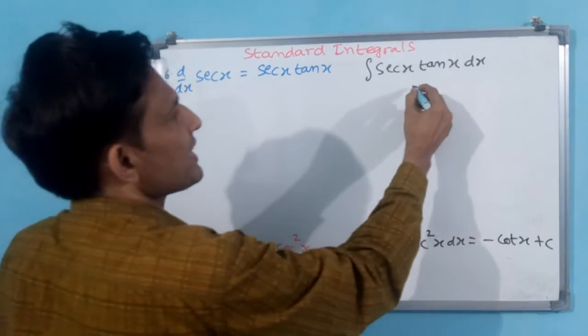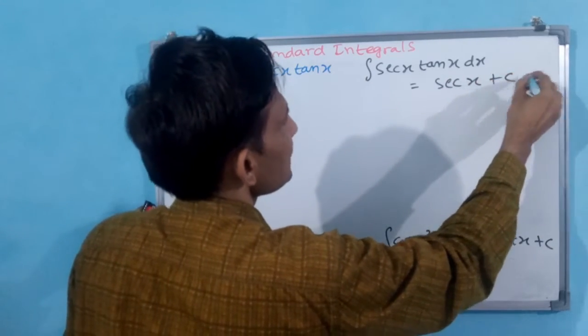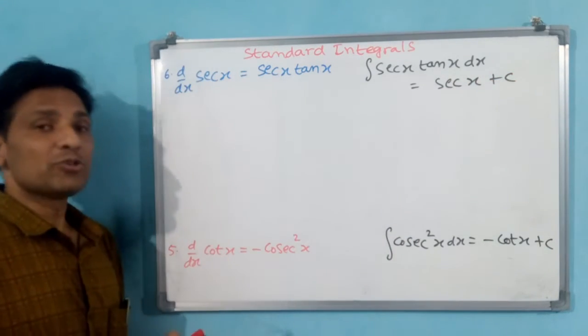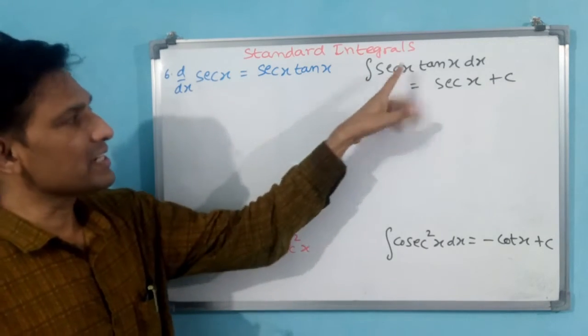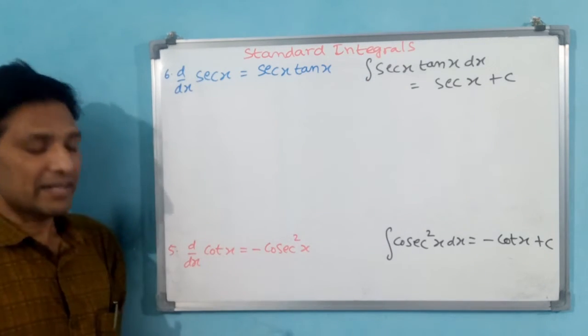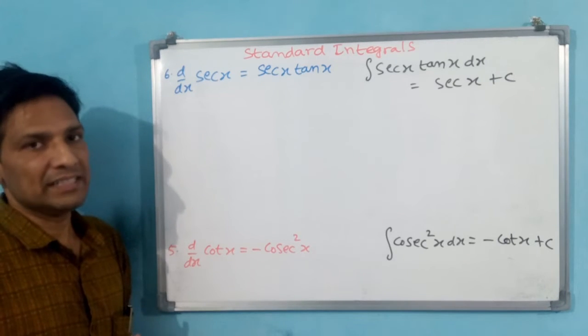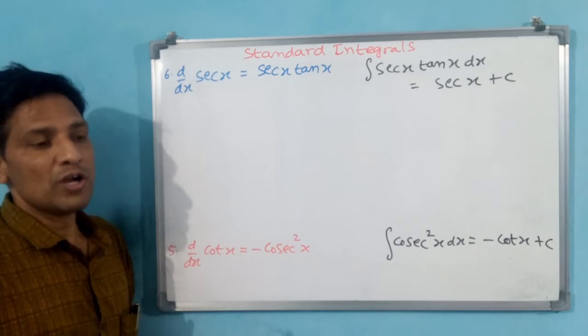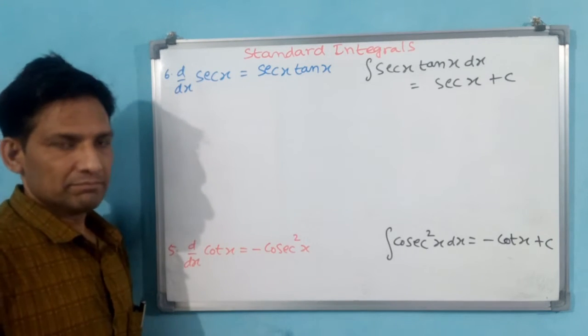Now see secant x tan x, what will come? Secant x plus c will come. Here also you should get one doubt. Sir, d by dx of secant x is there, but what about integral secant x? That also is there, but not now. That secant x you have to take as 1 by cos x and do it, but that will come after integration further.